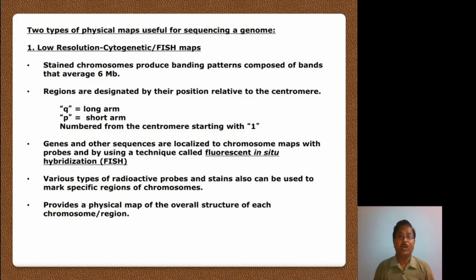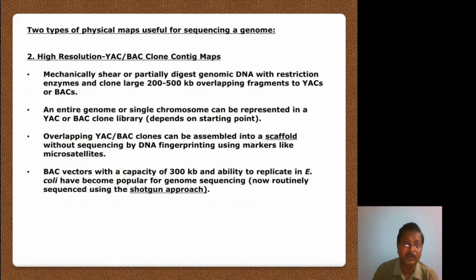Q is the long arm and P indicates the short arm, numbered from the centromere starting with number 1. Genes and other sequences are localized to chromosome maps with probes, using a technique called fluorescence in situ hybridization, FISH. Various types of radioactive isotope probes and stains can also be used to mark specific regions of chromosomes. This provides a physical map of the overall structure of each chromosome or region of the chromosome.